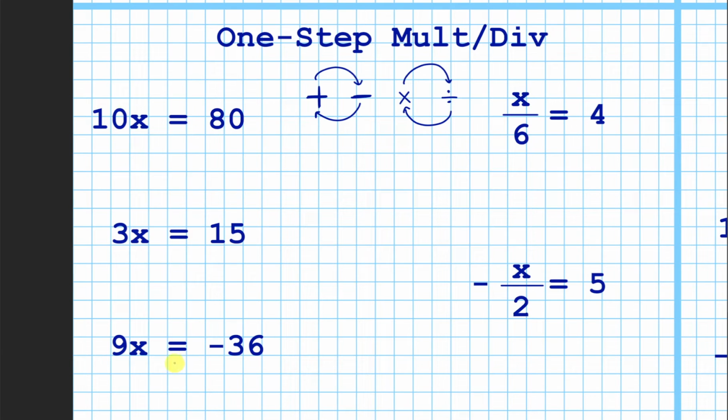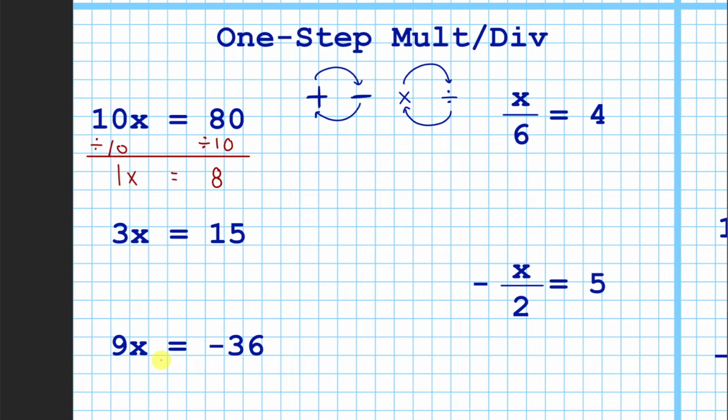We've got 3 multiplication and 2 division problems, left and right. I have 10 times x equals 80. Well, since I see multiplication, I'm going to use the inverse of multiplication, which is division. And I'll divide both sides by 10. 10 divided by 10 is just 1. And I'll drop down that x. So I get 1 times x is equal to 80 divided by 10, which is just 8.